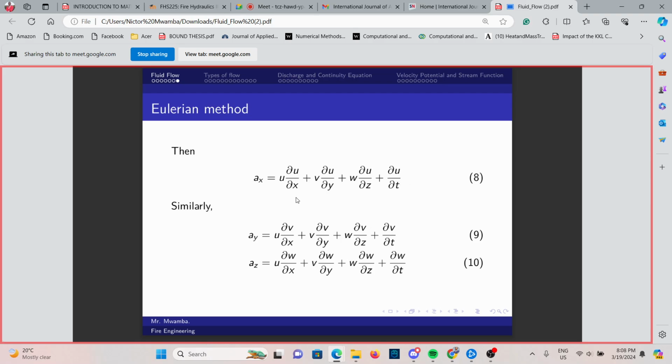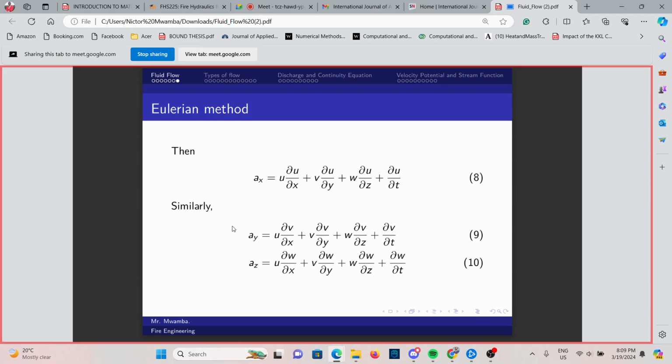This is for the velocity component along the x-axis only. So in the same manner, you can calculate the velocity component. This is the acceleration component along the x-axis only.